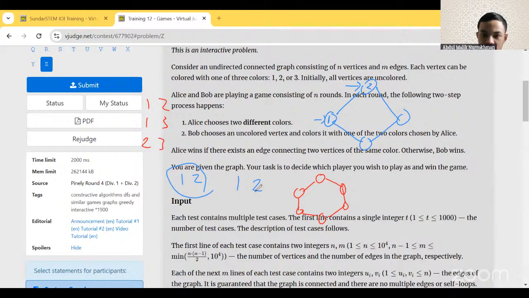Given color, and then we continue to this node since we do DFS. And then given color 1 and 3, so we will choose color 3. After that, we continue to this node, but Alice gives us color 2 and 3. What shall we choose? Which color do we have to choose?